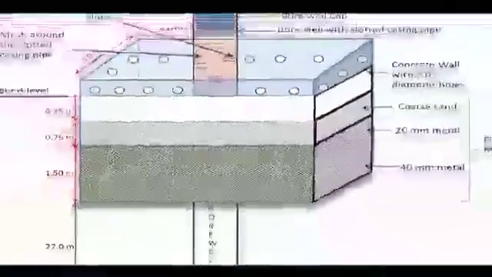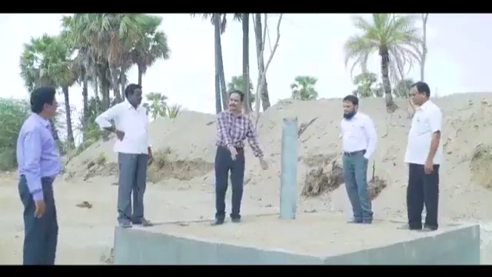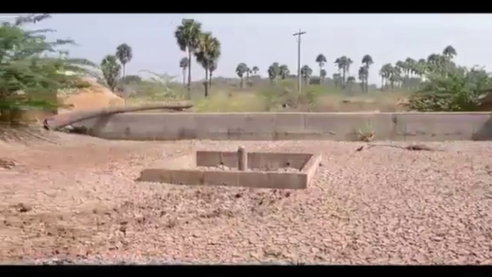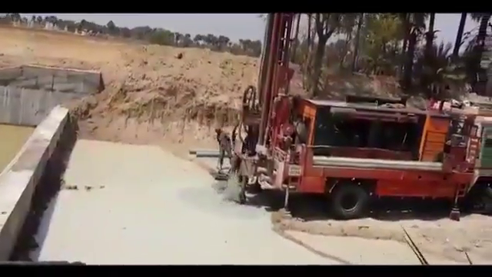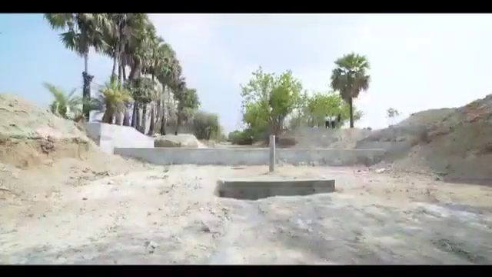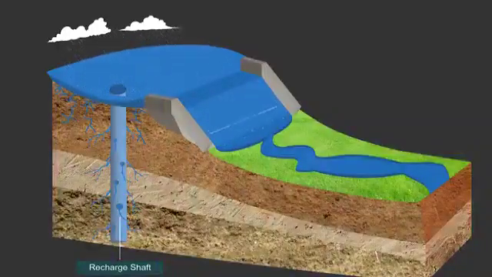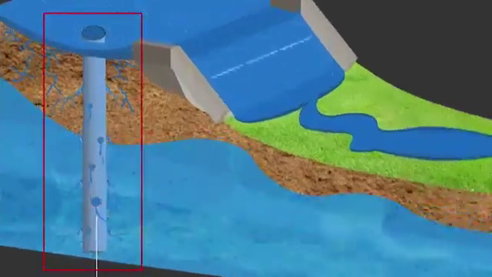An innovative recharge structure called the recharge shaft was recommended by Groundwater Department in the bed of each check dam to speed up the recharge process. A bore well drilled up to fractured zone with slotted casing and filter media and protection wall around it provides a passage to the water in the check dam to reach the fractured zone directly, thus reducing the recharge time.